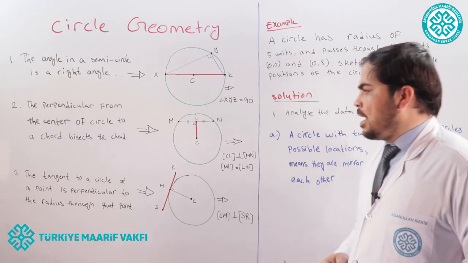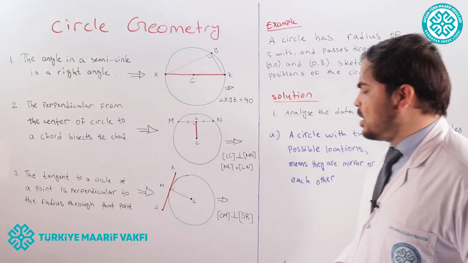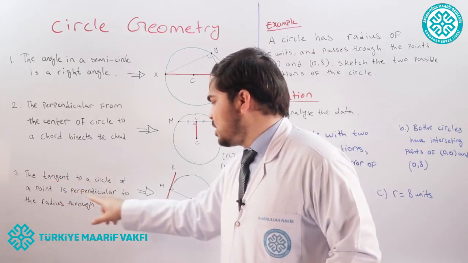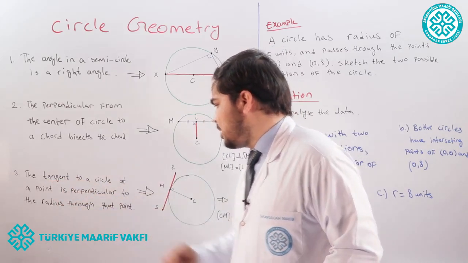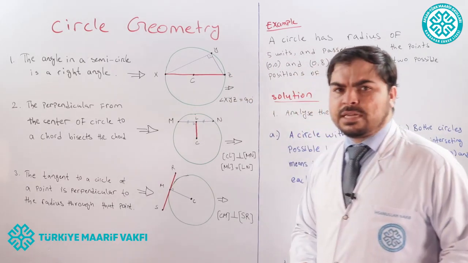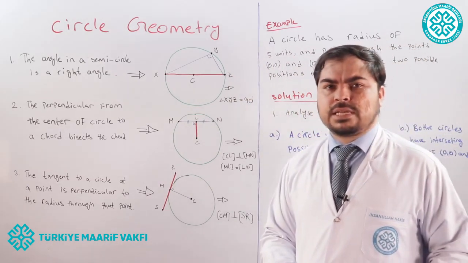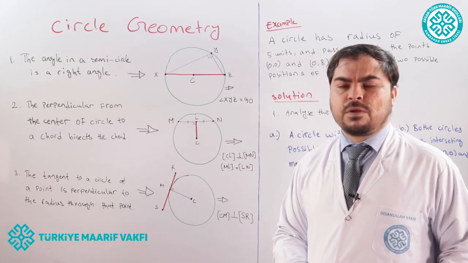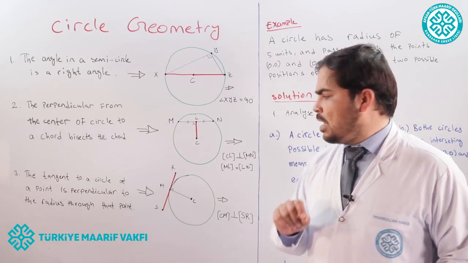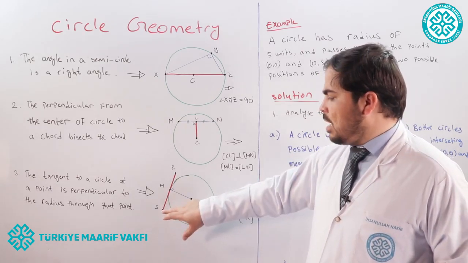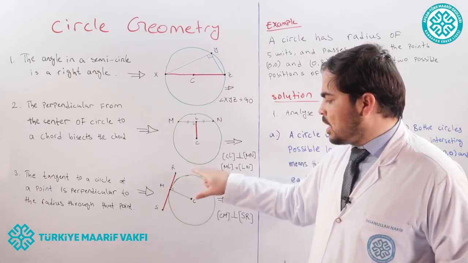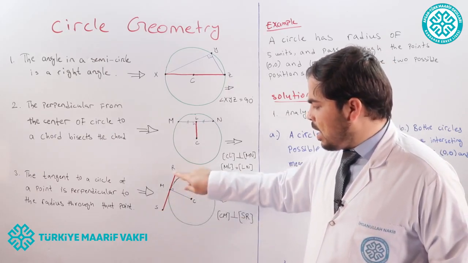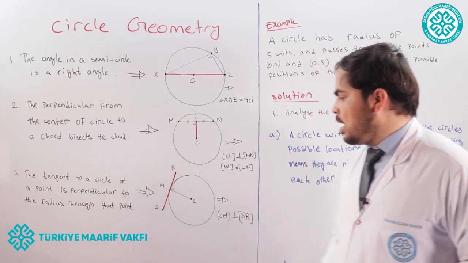Now we have the third condition. They say that the tangent to a circle at a point is perpendicular to the radius through that point. What does tangent mean? A tangent line is a line which passes near the circle and has a common point with the perimeter of the circle. It must be an external line. It cannot be an internal line, meaning it must not pass through the inside of the circle. It must touch the perimeter of the circle.